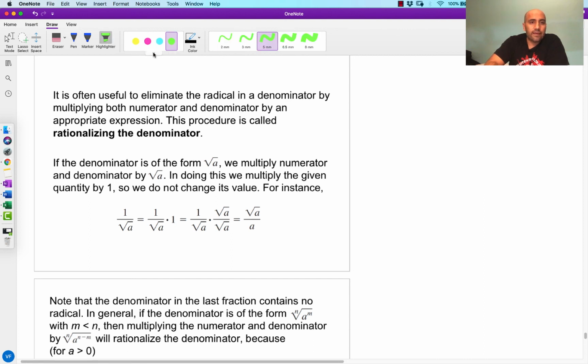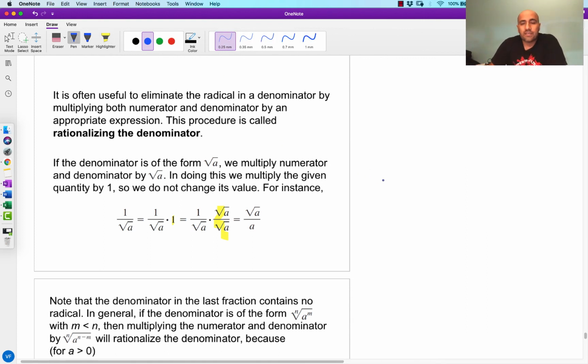Right? So we're saying that this 1 right here is equivalent to this. But now if we multiply the denominators, root a times root a just gives you a. So we end up with root a over a. Now I know that root a over a looks more complicated than just 1 over root a, so there doesn't seem to be a reason for it. But the reason is we managed to eliminate the radical from the denominator.